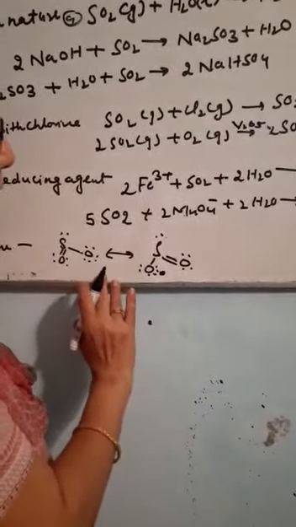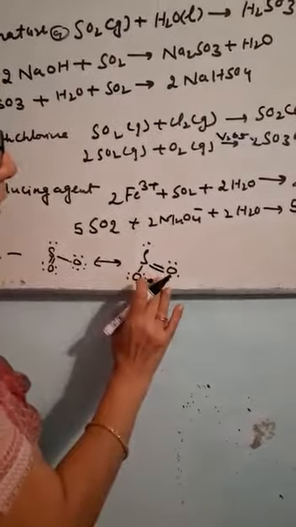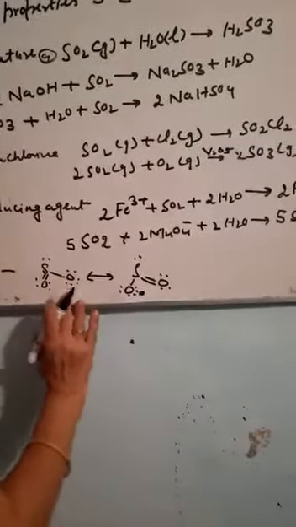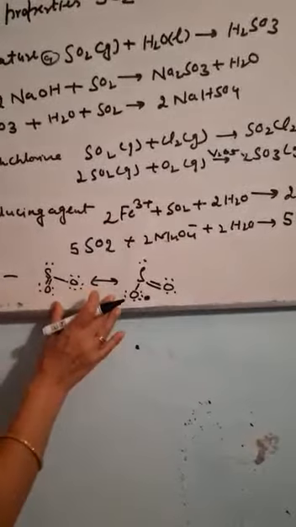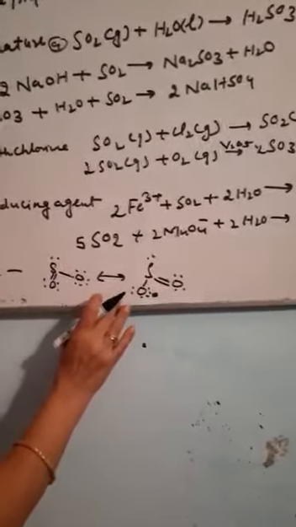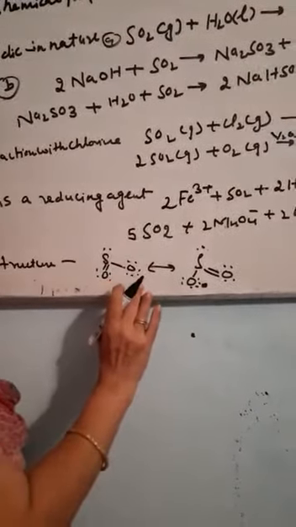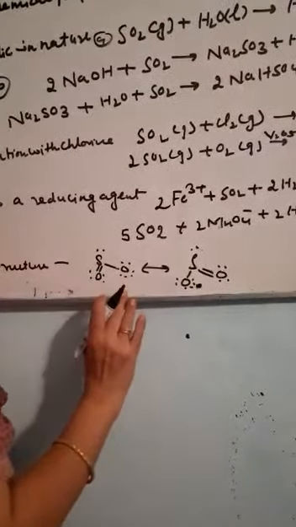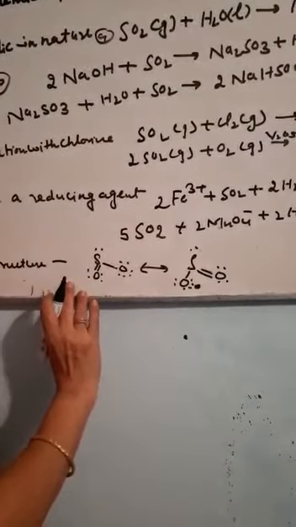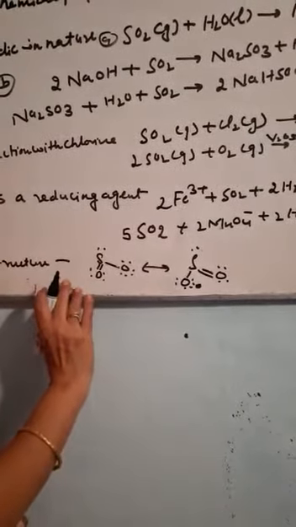Sulfur dioxide is angular in nature. It is a resonating hybrid of these two structures, with the double bond and single bond lengths equal. Now I will tell you about the oxo acids of sulfur.